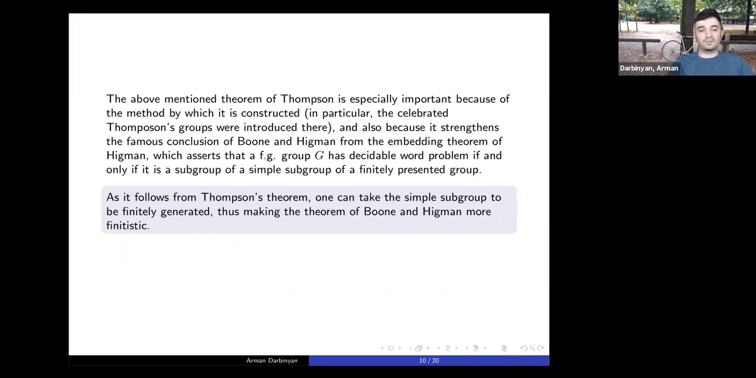And the reason why it was important that the embedding of Thompson preserves the word problem was a famous theorem. At that time, it was already a celebrated theorem of Boone and Higman that was characterizing the finitely generated groups that have decidable word problem. Namely, the Boone-Higman theorem, which is actually a consequence of Higman's famous embedding theorem, says that the word problem of a finitely generated group G is decidable if and only if G is a subgroup of a simple subgroup of a finitely presented group. So Thompson's theorem immediately implies that in this assertion of Boone and Higman, one can take the simple subgroup to be finitely generated, which makes the statement of the theorem even more finitistic.